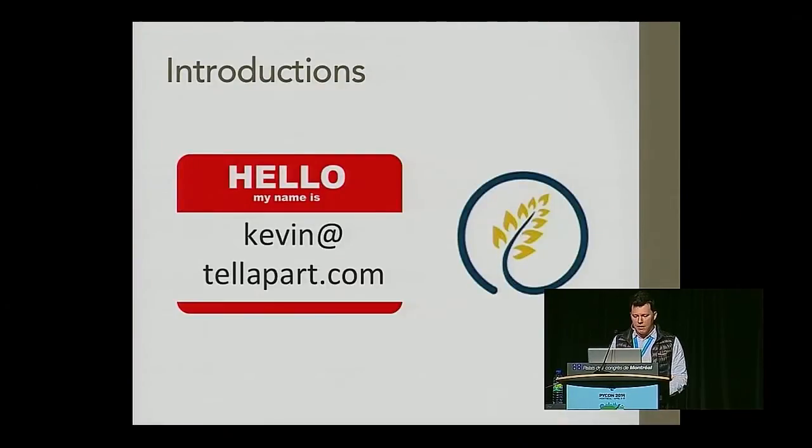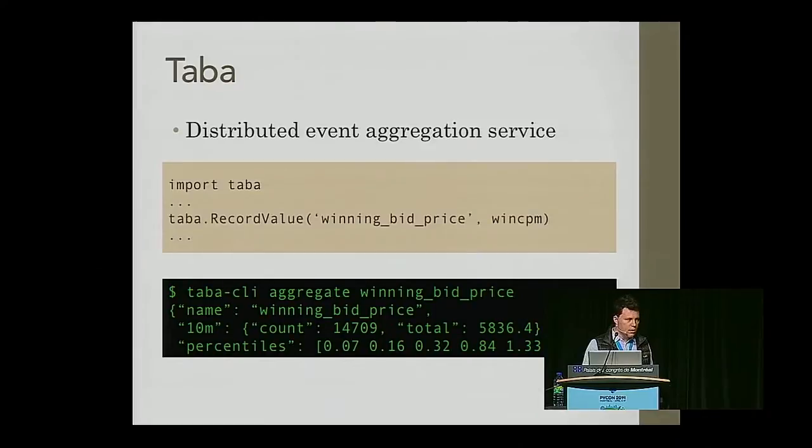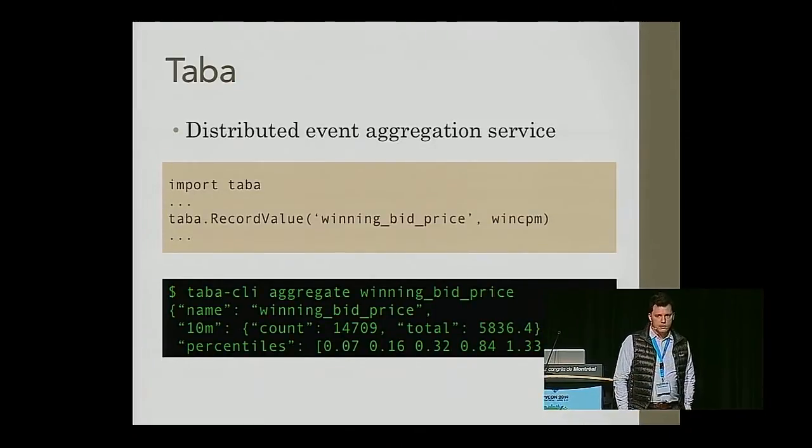Hi, so yeah, again, my name is Kevin. I work for a company called Ballard. We build a data platform for retailers, and we deal with some fairly high traffic rates and low latencies, and we use Python to do pretty much all of it. So today I'm going to talk about a project called Taba, which is a distributed event aggregation service.